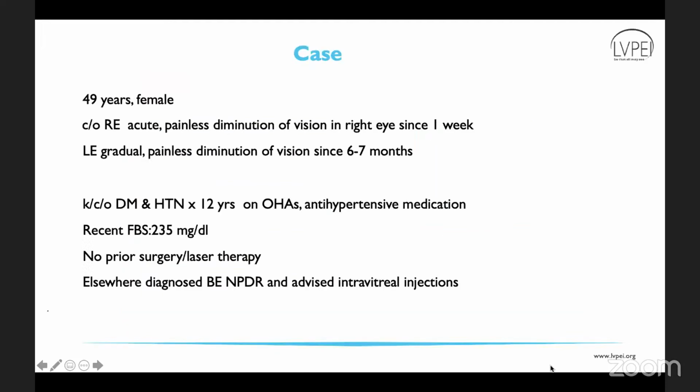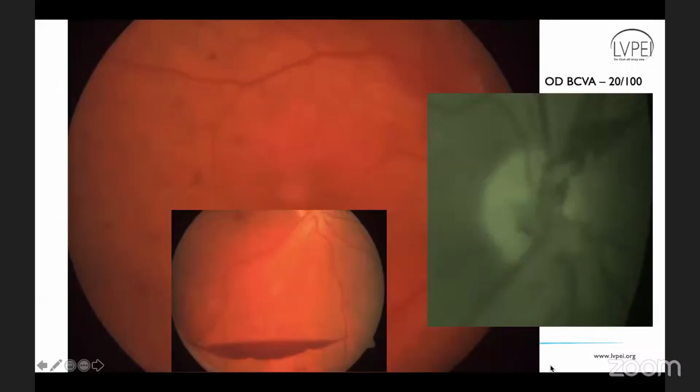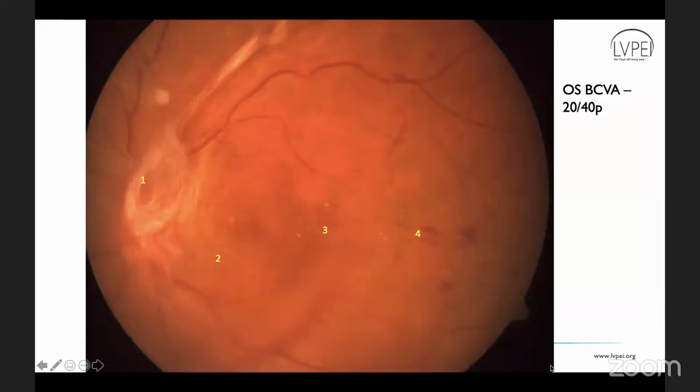That's also an option. Here is another case: a 49-year-old female, sugar is very high, 235. The patient had diabetic retinopathy and was advised injections elsewhere, and you can see that in the left eye the patient also has some subhyaloid hemorrhage at the disc. So this is actually a patient of PDR. What would you expect on OCT in this patient in the left eye at least? Can anyone guess?